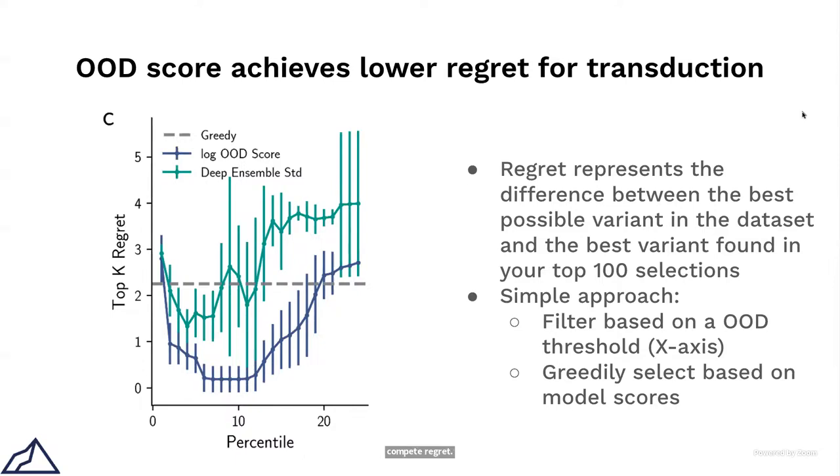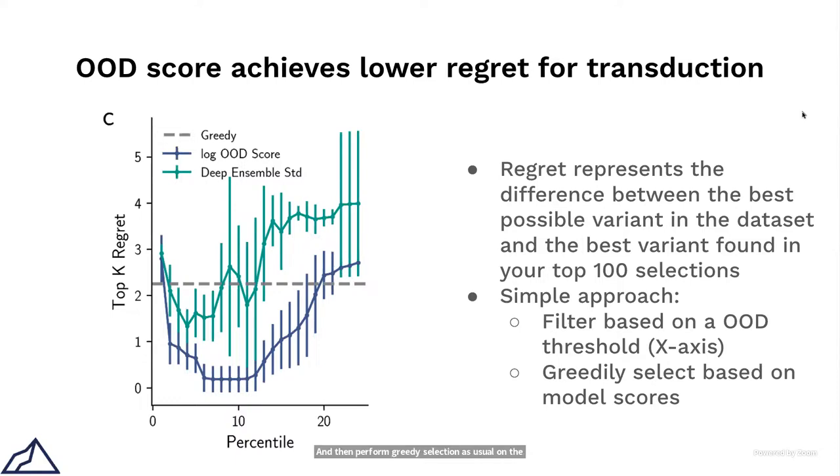Now, there are many ways that you might want to use the log OOD score, and it might depend on the practitioner's utility function, but one simple approach would be to use it as a pre-filter. You can take this candidate set, filter that data set based on your reliability, your OOD score, and then perform greedy selection as usual on the remaining subset.